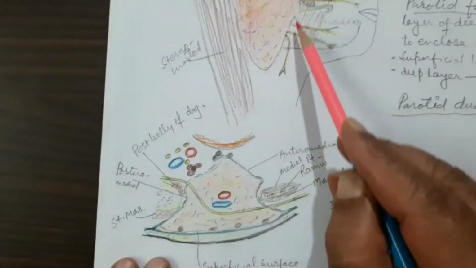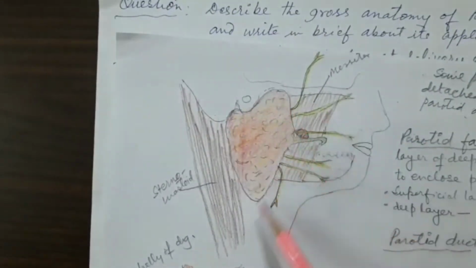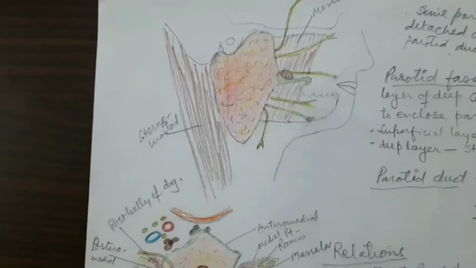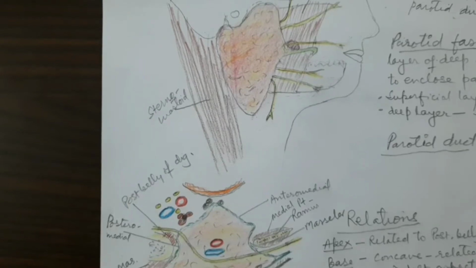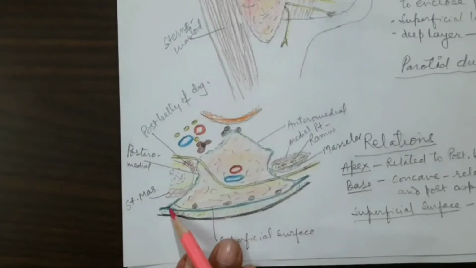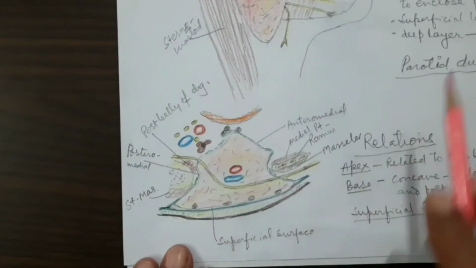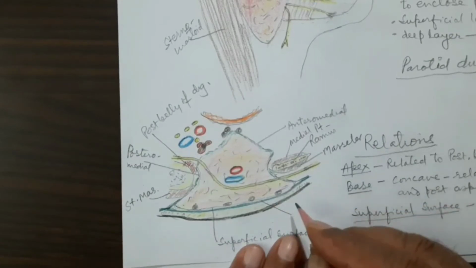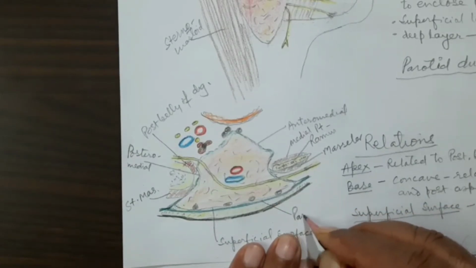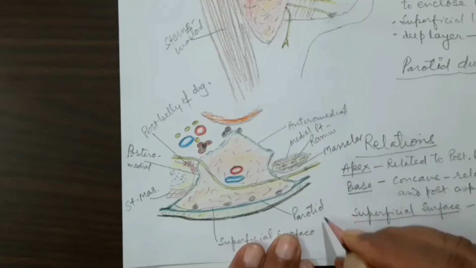But when it comes to cover the parotid gland, it splits to form, see here, the superficial layer, and it is quite thick, and it is called the parotid sheath. As I said, it splits to form the outer thick layer called the parotid sheath. Let me write: parotid sheath, or the outer layer of the general investing layer of deep fascia. So this is called the parotid sheath.